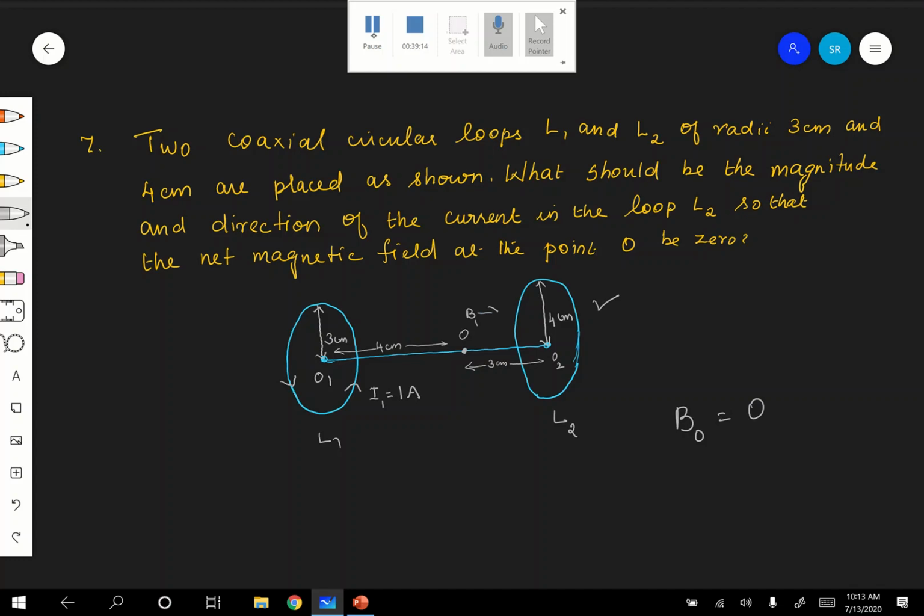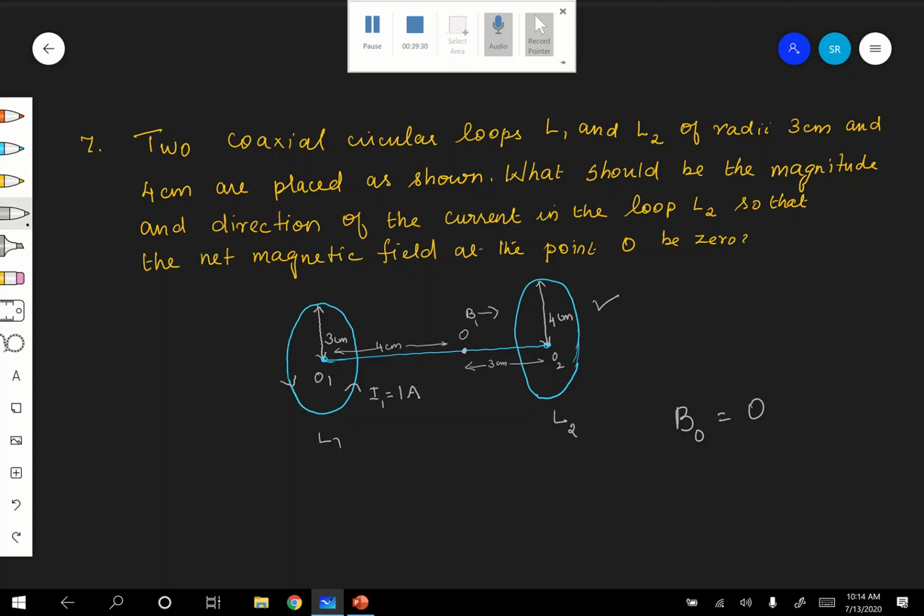B1 is in this direction. Use your right hand thumb rule. Once again, I cannot say, you have to apply. Therefore, for B1 due to the coil at O, B1 will be to the right.